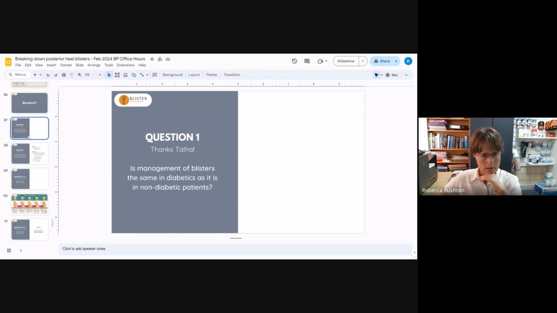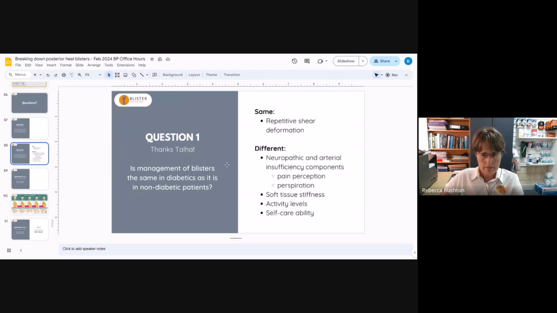So Tala asks, is the management of blisters the same in diabetics as it is in non-diabetic patients? Well, there's definite similarities, and that is the mechanism. Friction blisters are caused by repetitive shear deformation, whether you're diabetic or not. If we talk about ulcers, of course, ulcers can be caused by other things like skin tears or scratches in the garden, or burns, of course, that can cause a blister, but that's not a friction blister. And that can result in an ulcer.